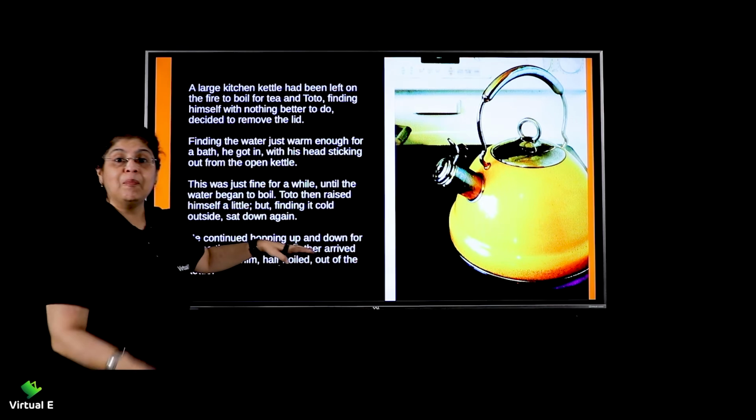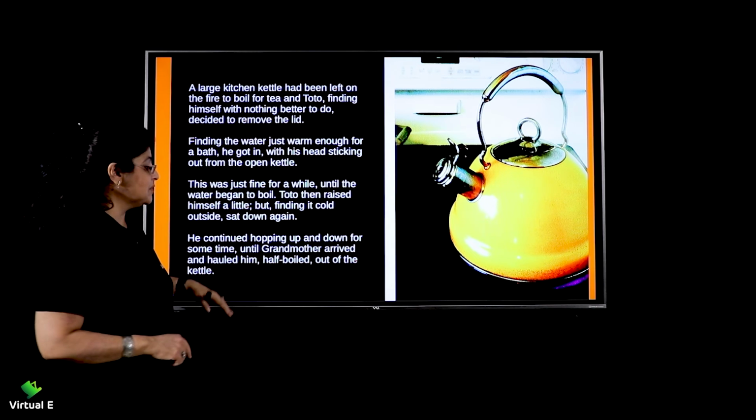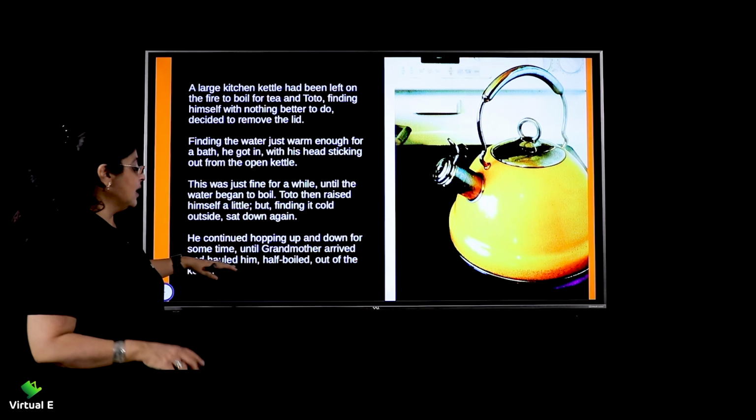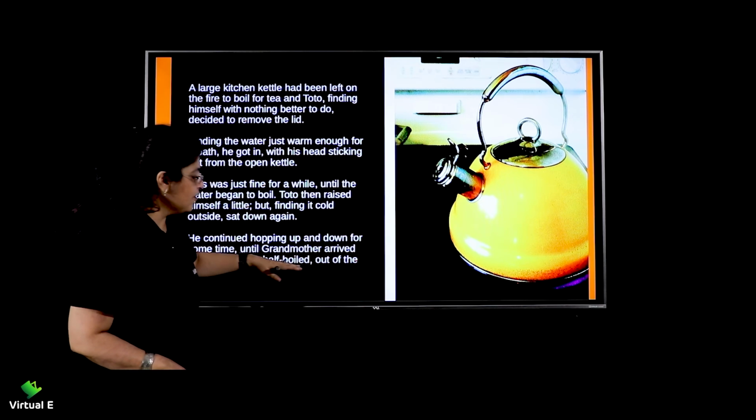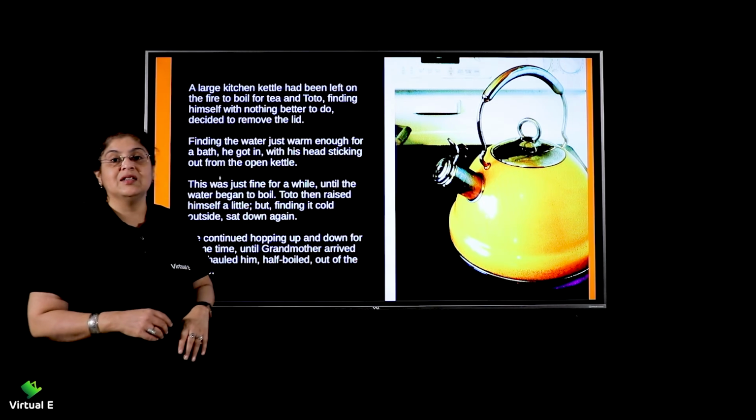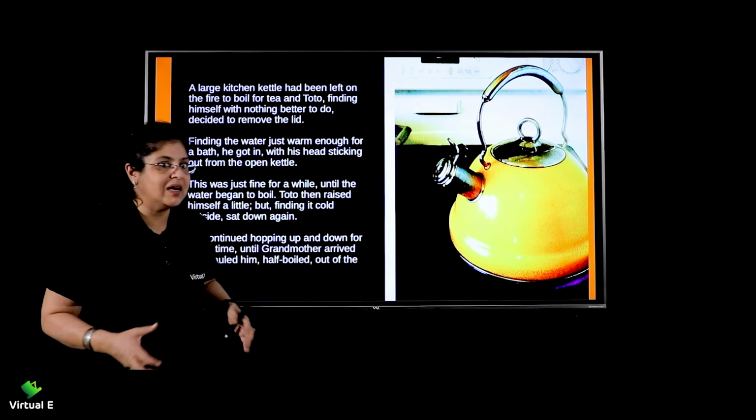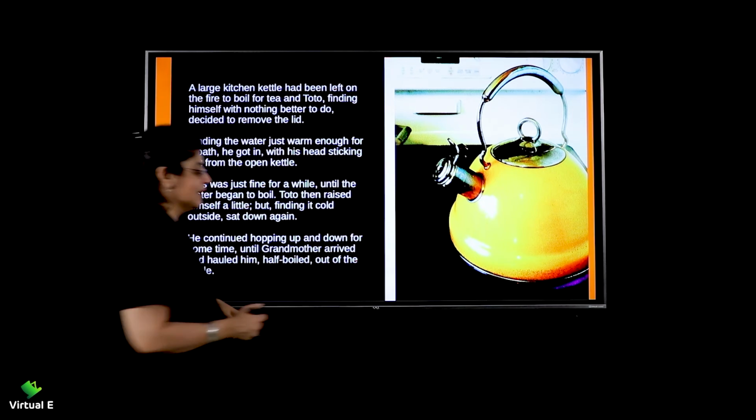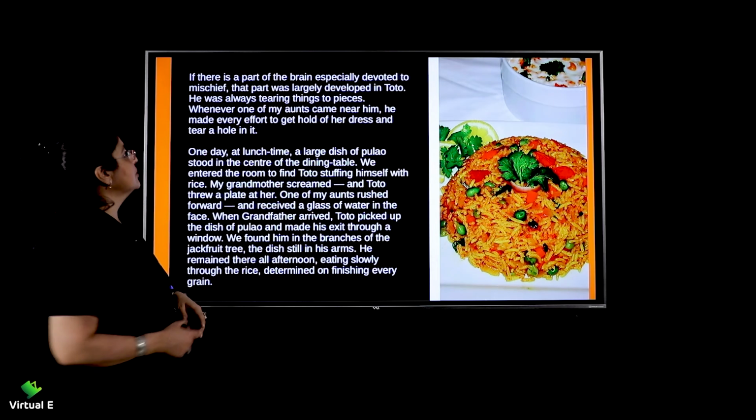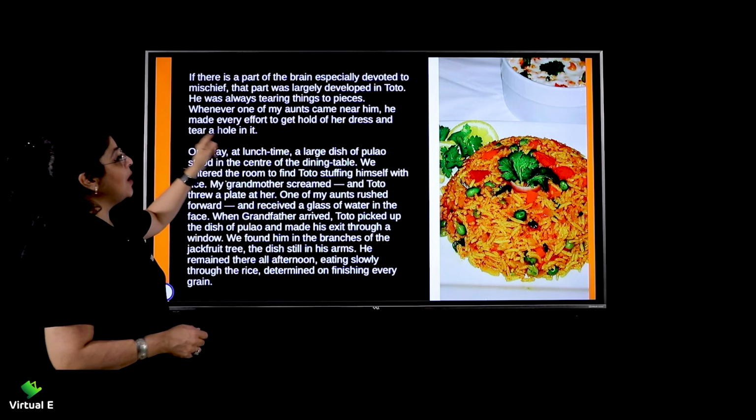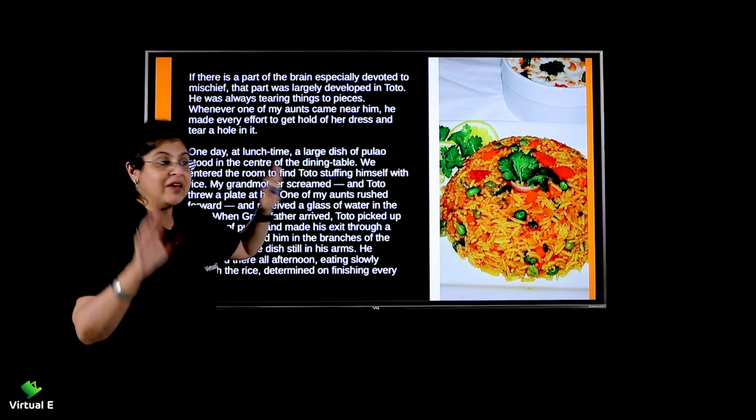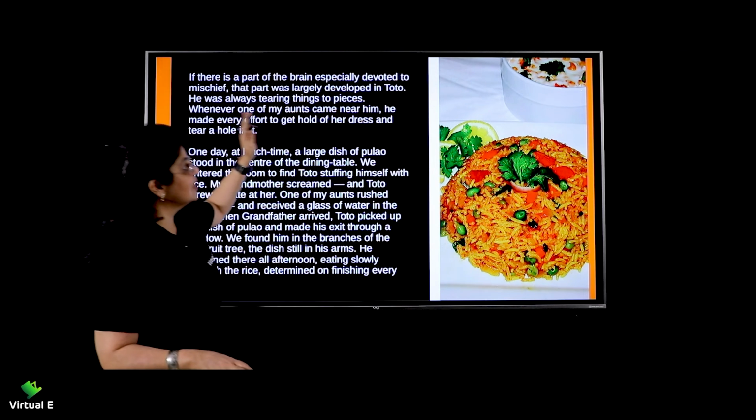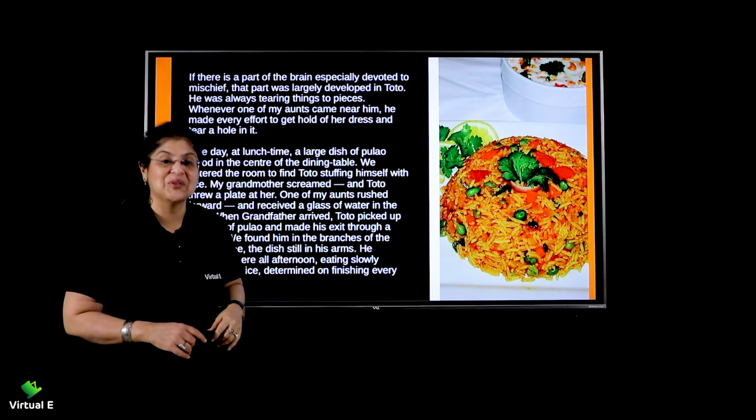He continued hopping up and down for some time until grandmother arrived and hauled him, half boiled, out of the kettle. She literally just howled at him and half boiled, he was out of the kettle. Definitely, she just pulled him out. If there is a part of the brain especially devoted to mischief, that part was largely developed in Toto.